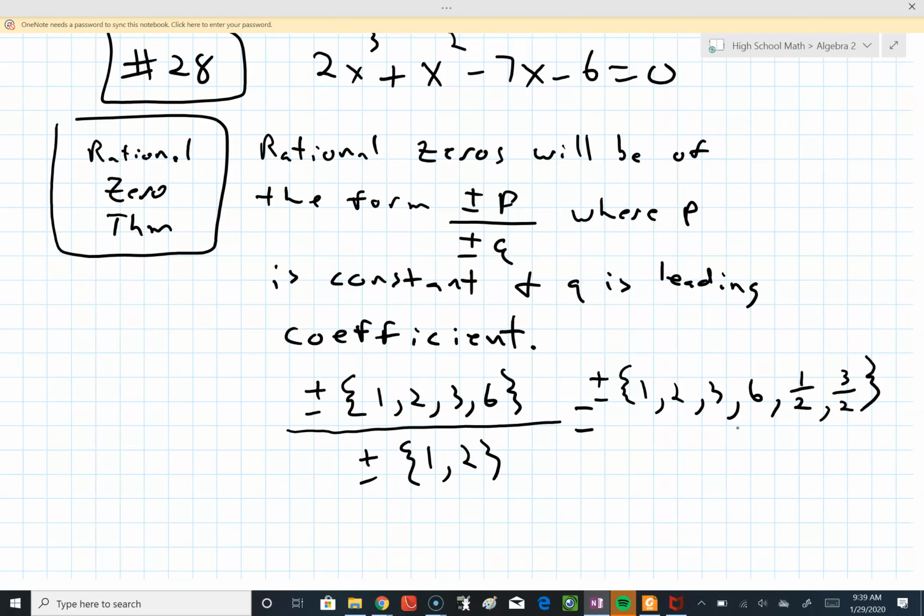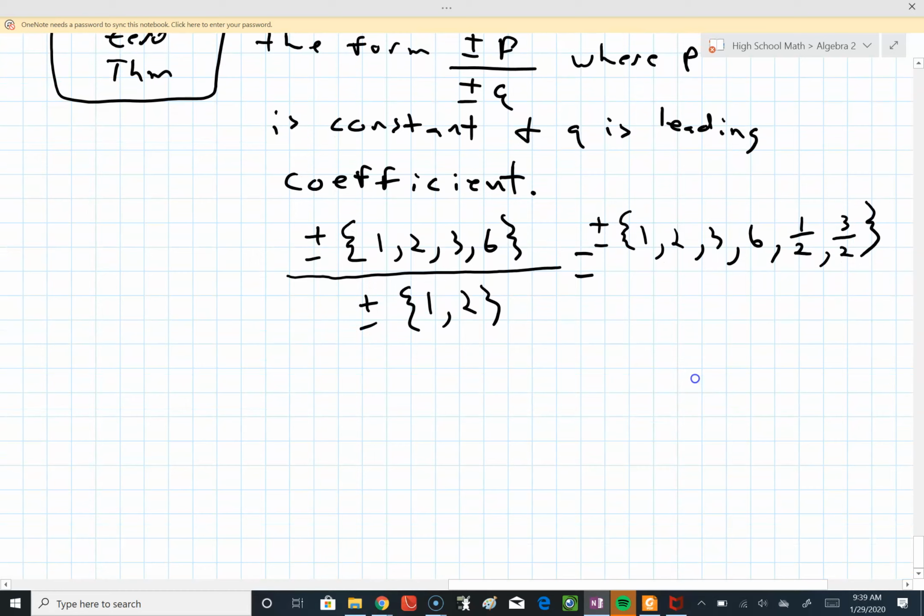All right? So we're going to do the same synthetic substitution thing and try each one of these numbers. As soon as you get one that gives you a 0, you can stop. That's the good thing about this. And when you do this in practice on a quiz or a test, I'm going to make it a situation where you don't have to dig forever. Okay? All right, so I'm going to try 1.